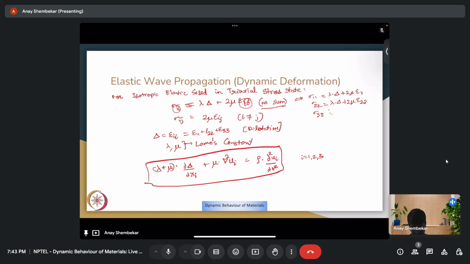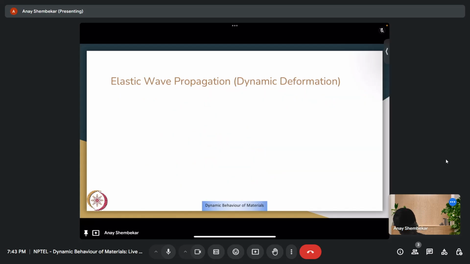Next, if we take a partial derivative of this equation, dou by dou xi of lambda plus mu dou delta by dou xi plus mu times grad square ui is equal to rho times dou by dou xi dou square ui by dou t square. So in both LHS and RHS you have a repeat of index i occurring twice once we move it inside, and that basically means that both LHS and RHS have sums.